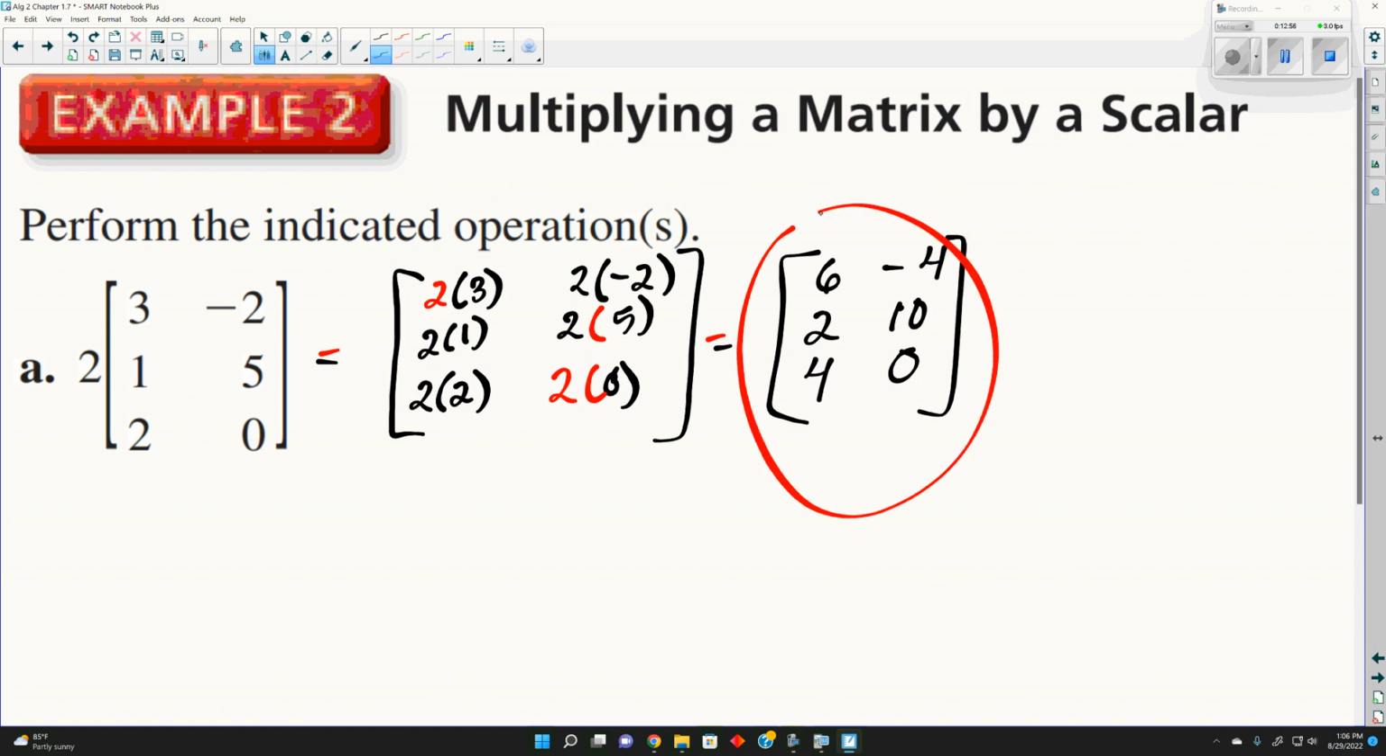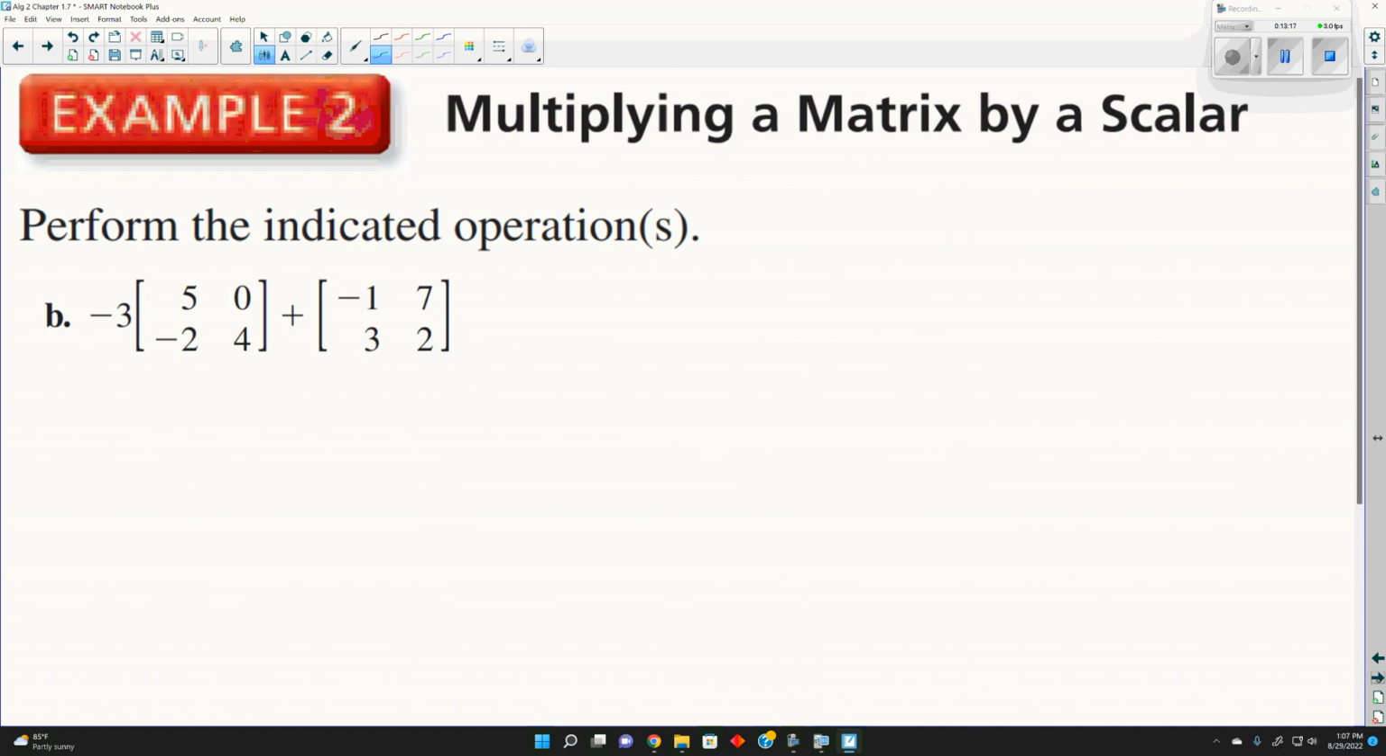But that's it. That's all we have to do. And we could have done that in the calculator as well. We just define the matrix A and just do 2 times it. Questions on any of this here? Not too bad so far.